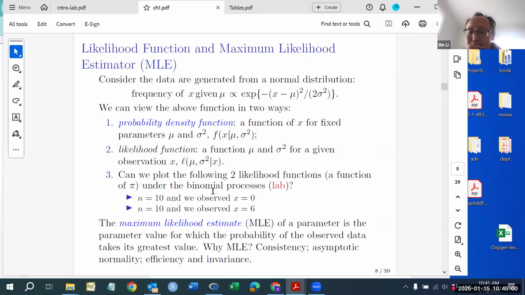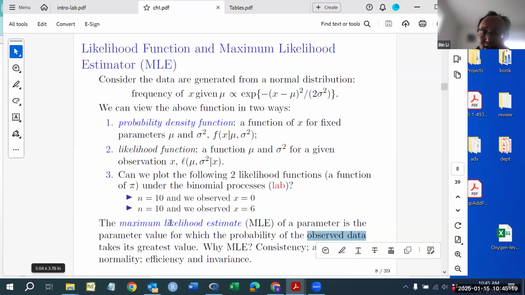And you may ask, the maximum likelihood estimate, MLE, is the value of a parameter that maximizes the likelihood function value of what we observed.